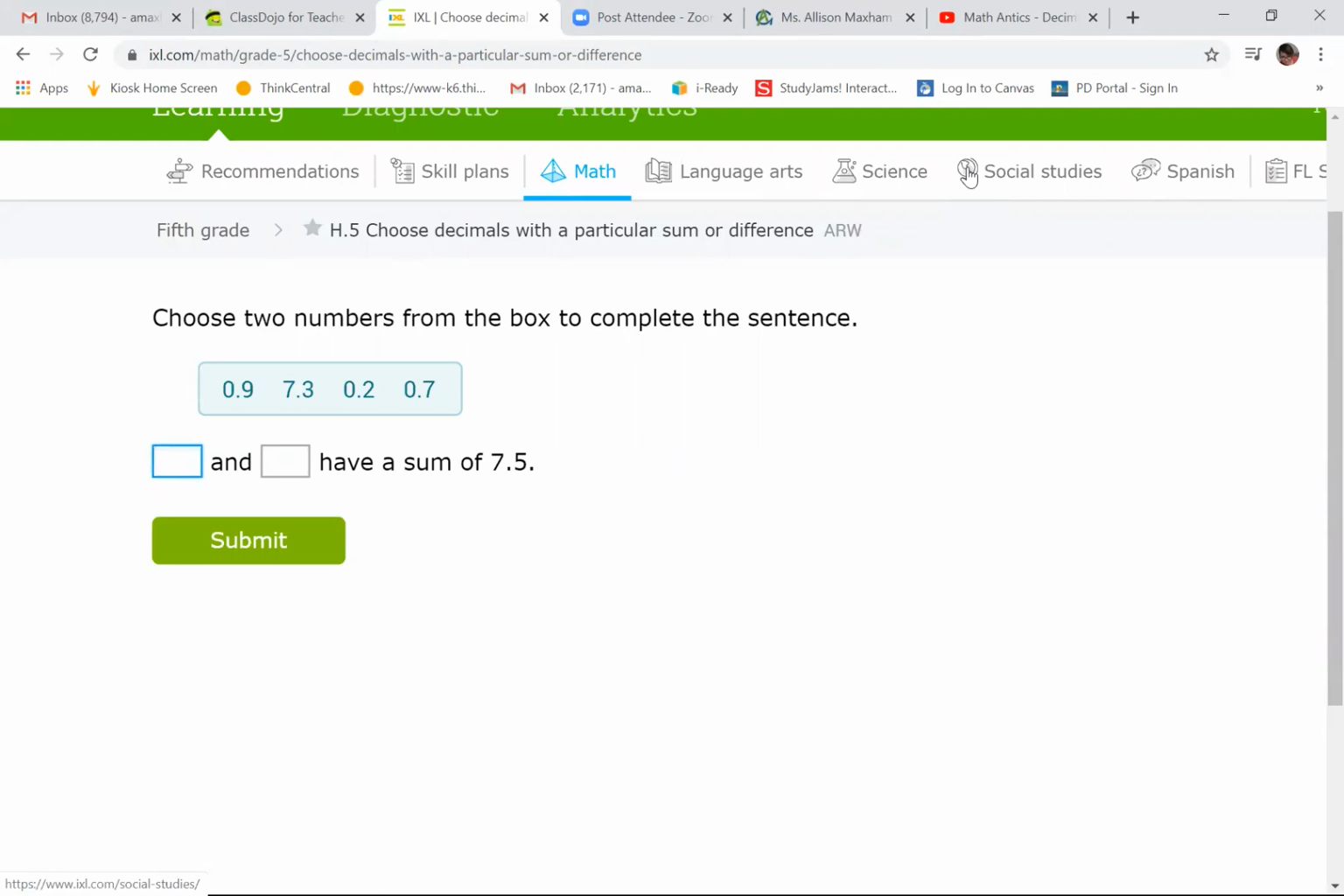Okay, we're dealing with what now? A sum. So I need to find the two addends that equal a sum of 7 and 5/10. So you know what? Let's break this down. I'm going to grab a highlighter and let's think about this tenths place. What two numbers in my tenths place would have me end up with a 5? Well, let's look at the tenths place. I've got a 7, a 2, a 3, and a 9. What two numbers add up to a 5?